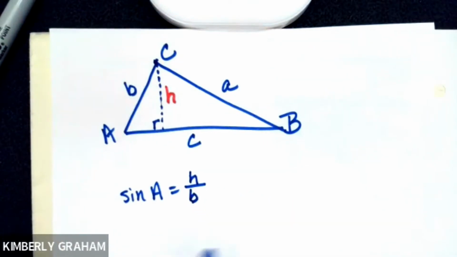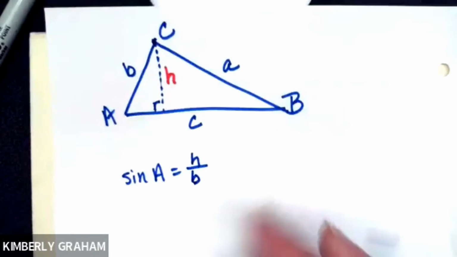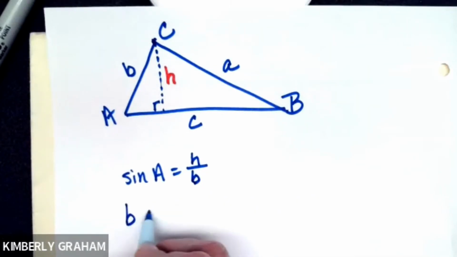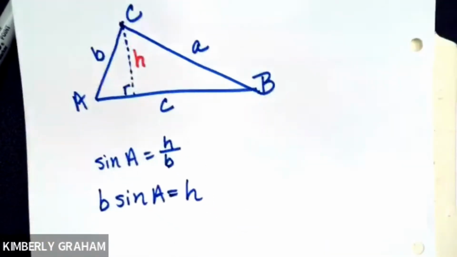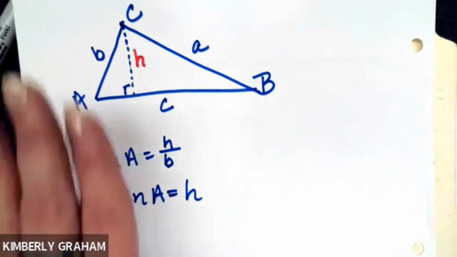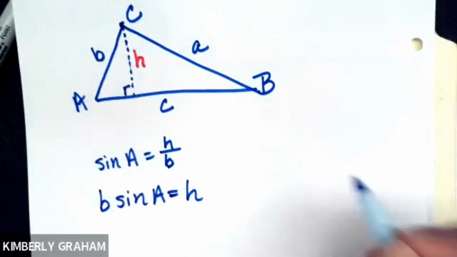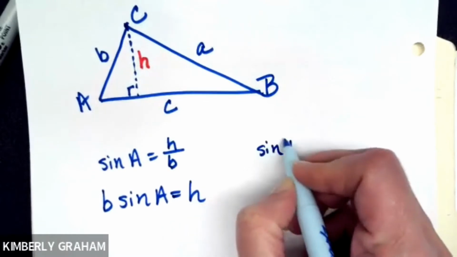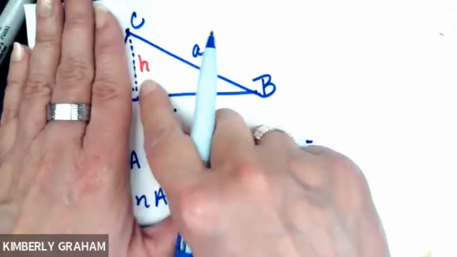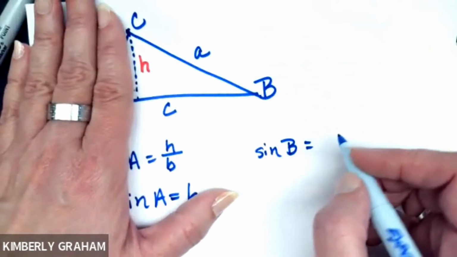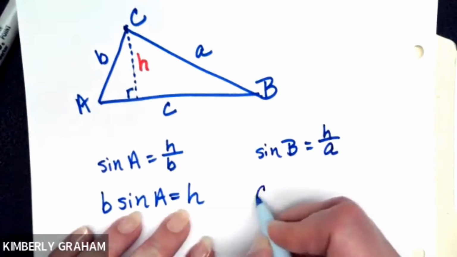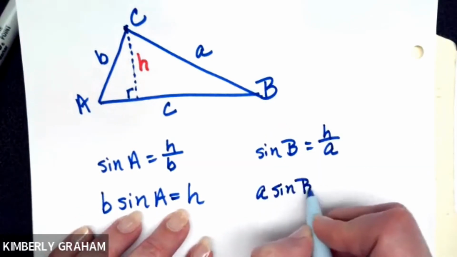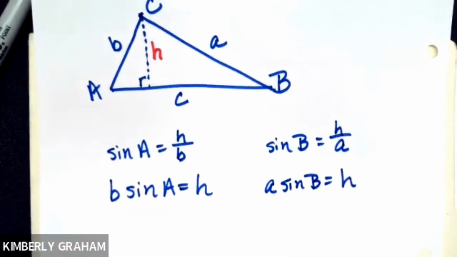And I'm going to solve this for H, right? Multiply both sides times B. So I get B times sine A equals H. Now I'm going to do the similar thing over here with this triangle. And I'm going to find the sine of B is, again, opposite over hypotenuse. So H over A. So A times sine B equals H.